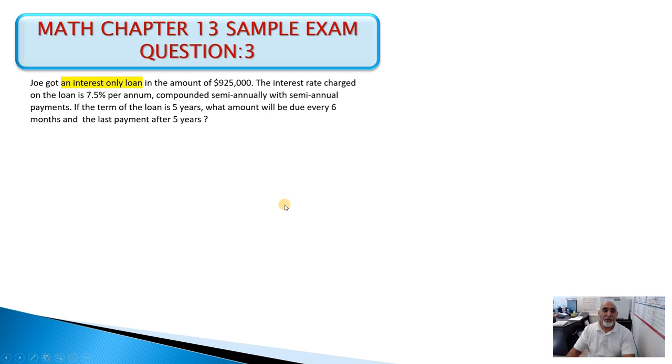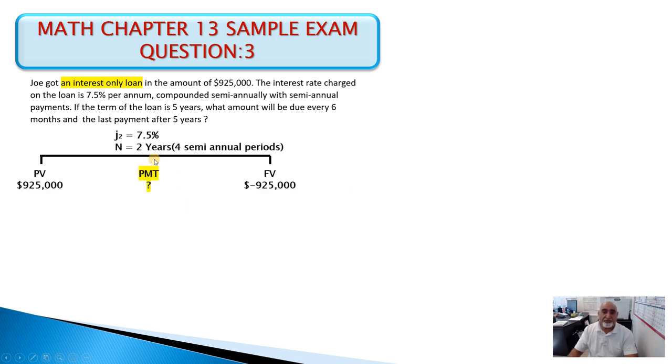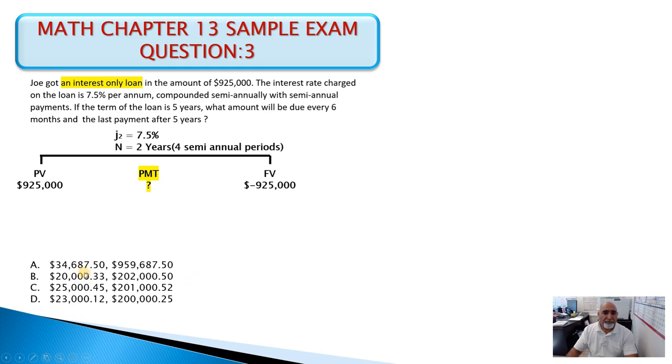Example 3, another interest-only loan, 925. And this time the interest rate charged on the loan is not 7.5 with semi. What amount will be due every 6 months? And if it's a loan of 5 years, there is no difference in this question from the last question. Okay, so again, timeline diagram. It doesn't make any difference if it's for 5 years or for 2 years. Okay, the answer will be the same, 34,000 and the 959.